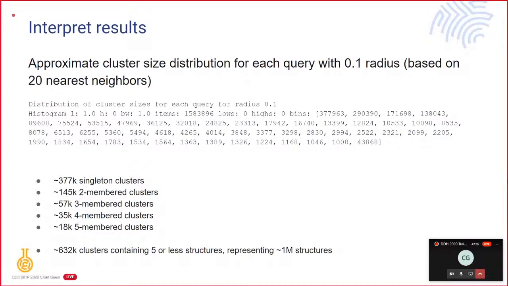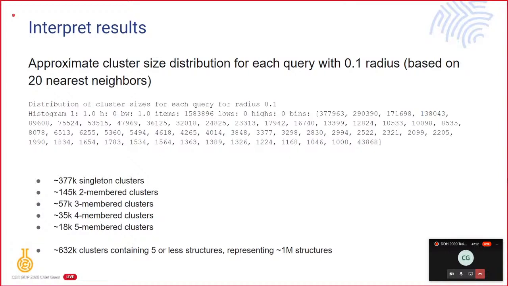So we can conclude that if we were to cluster the ChEMBL dataset, around 1 million structures would be scattered into 600K clusters containing 5 or fewer structures. And this information was derived from the overlap analysis result itself.